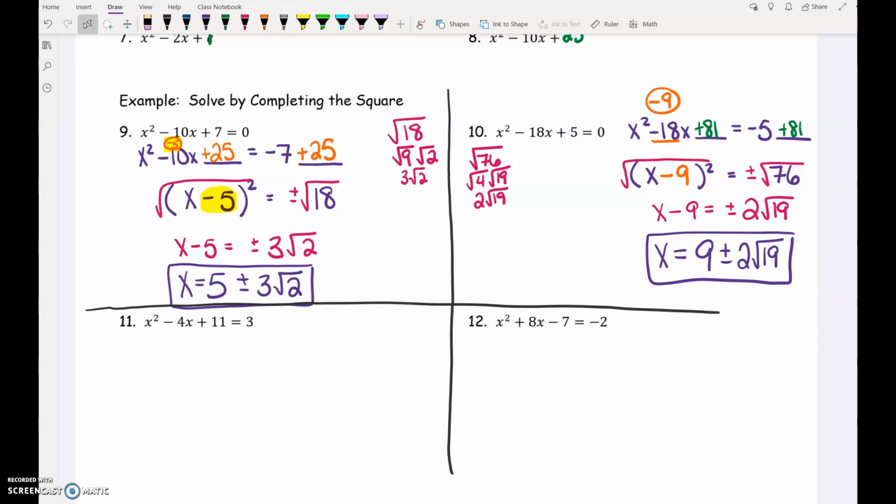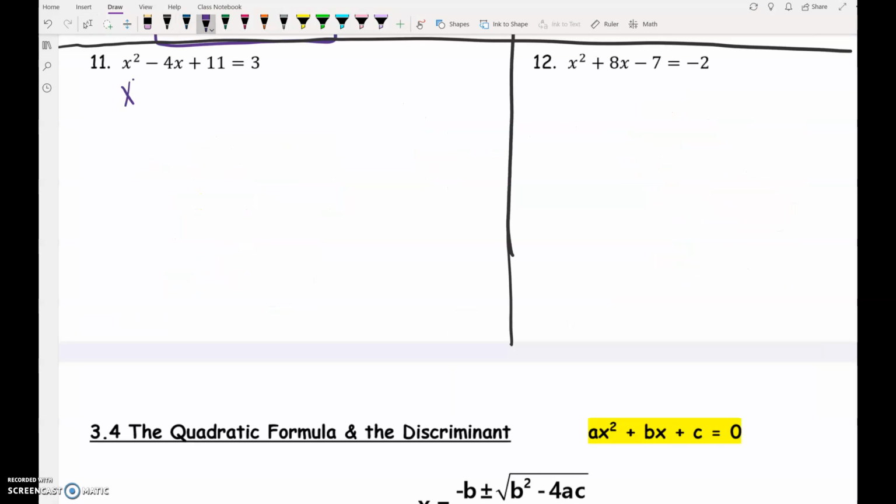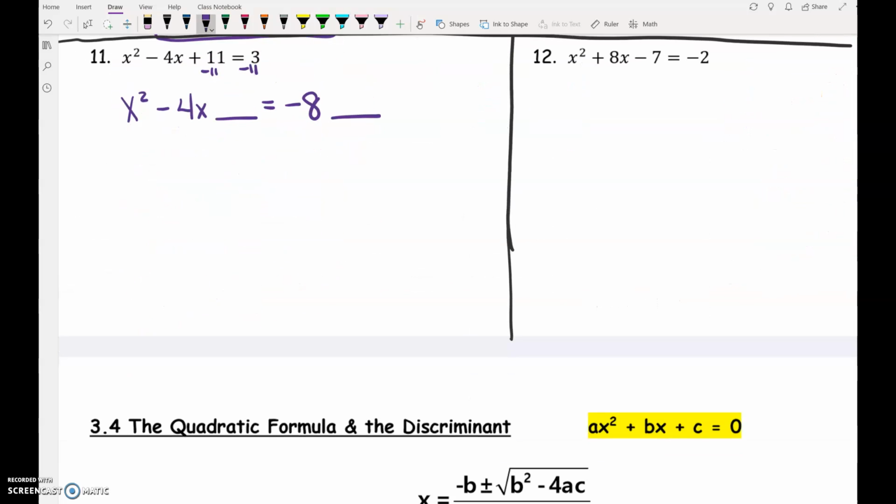Do it. First thing we need to do is move the 11 over to the other side. So I would have x squared minus 4x blank equals, oh hey, we need to subtract 11 on both sides. So x squared minus 4x blank equals 3 minus 11. And there's still going to be a blank. So that is the one difference between 9, 10, and 11 and 12. You're already going to have a number on the right side, so you will have to combine those two numbers.